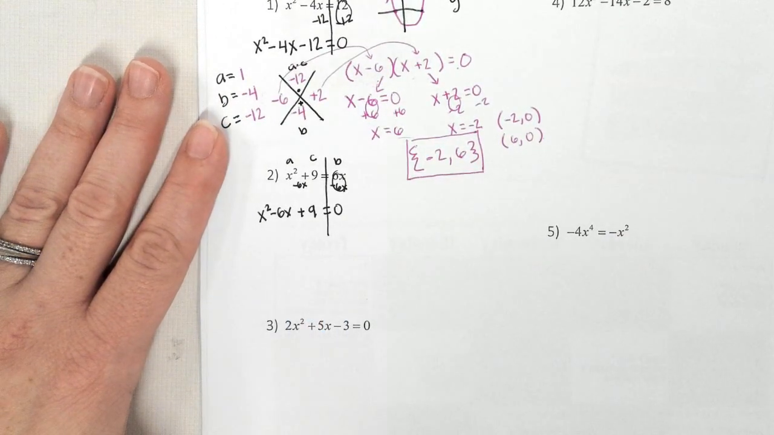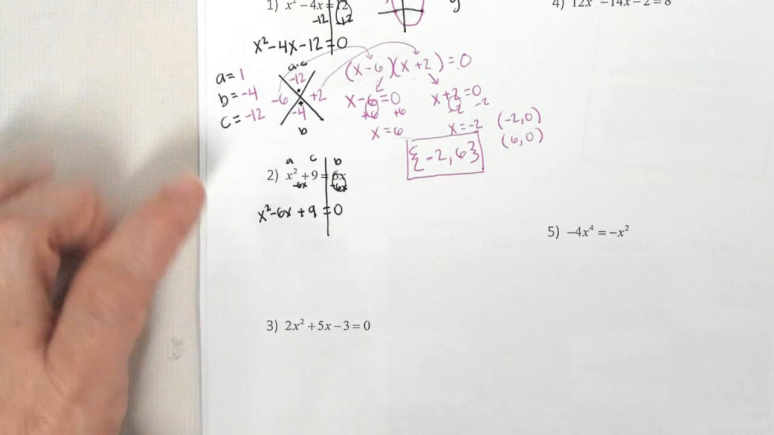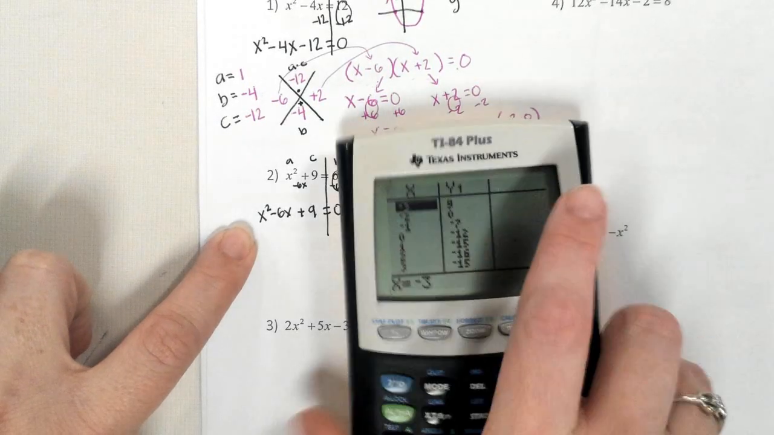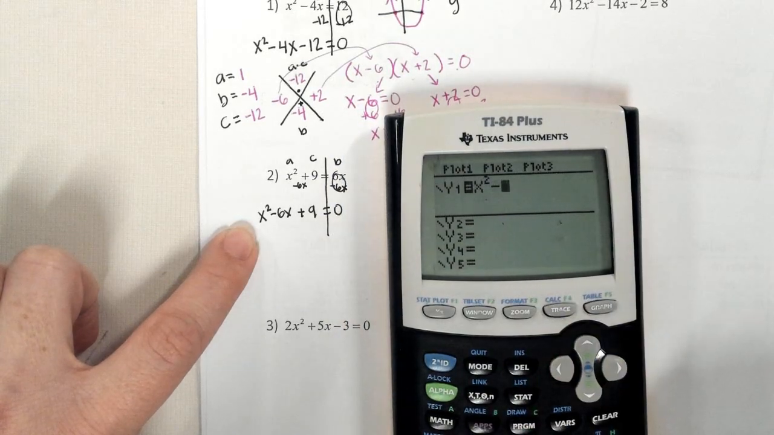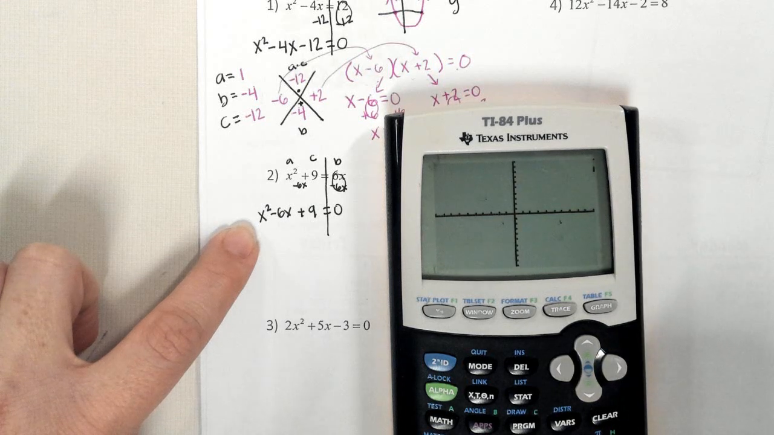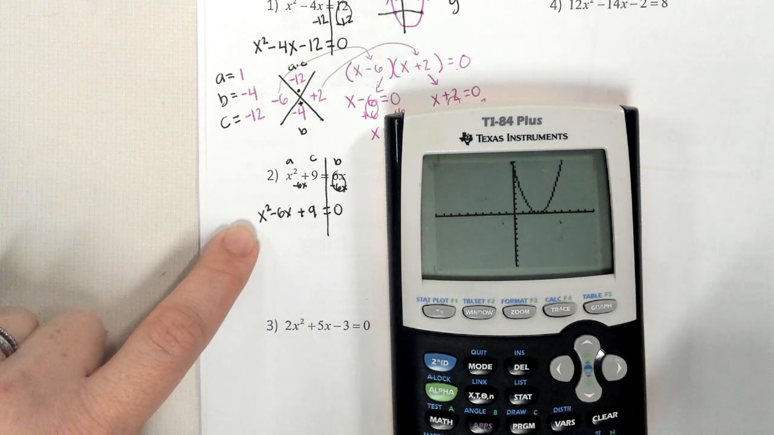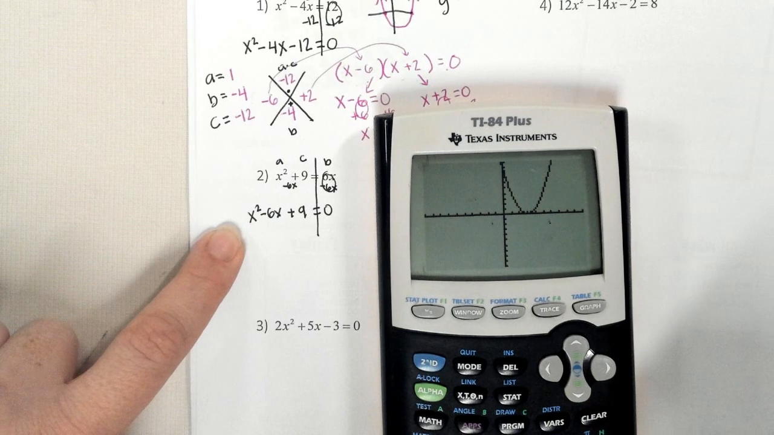So now, I know I can do this in my calculator because a is what? 1. So I'm going to come here. I'm going to type it in. I have x squared minus 6x plus 9. I'm going to hit graph. How many times does it touch? Once. So how many answers am I looking for?